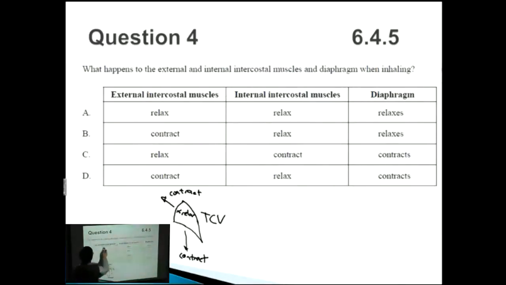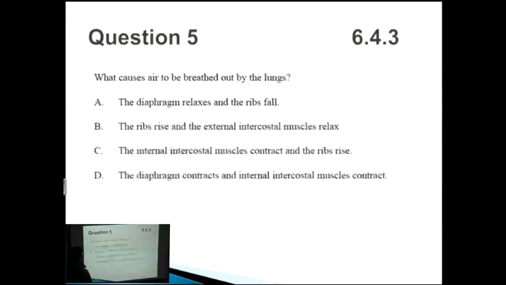So let's look at this. In external intercostal muscles, we want them to contract. So it's not A or C. The internal intercostal muscles, we want them to relax. That's correct. And the diaphragm, we want that to contract as well, to pull down. Therefore, the answer is D.